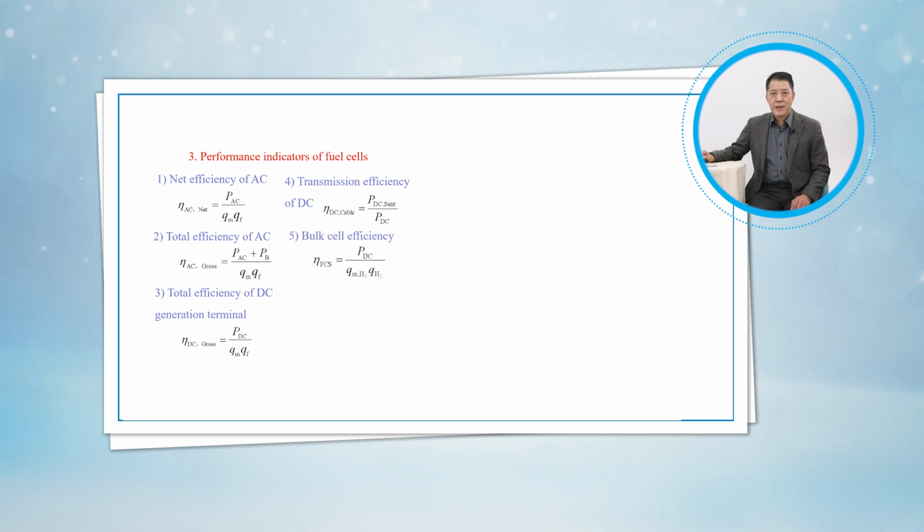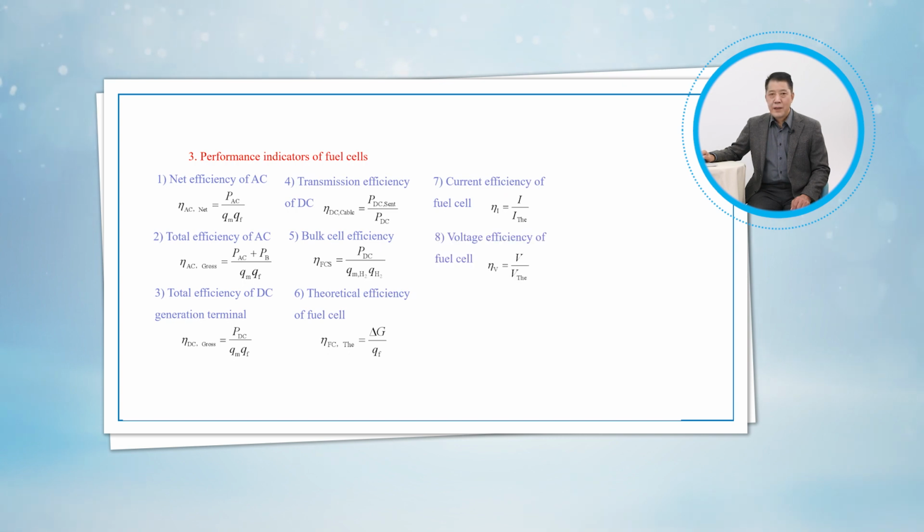The fifth is the bulk cell efficiency, which is defined as. The sixth is the theoretical efficiency of fuel cell, which is defined as. The seventh is the current efficiency of fuel cell, which is defined as. The eighth is the voltage efficiency of fuel cell, which is defined as. The ninth is the process efficiency, which is defined as.